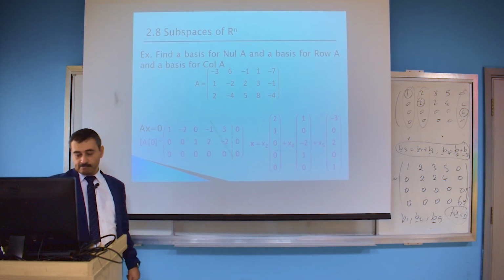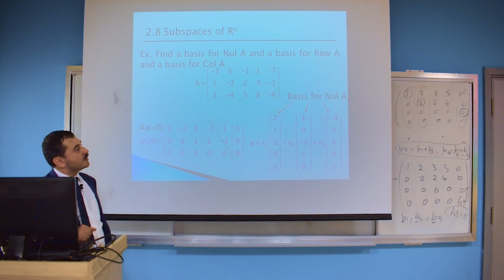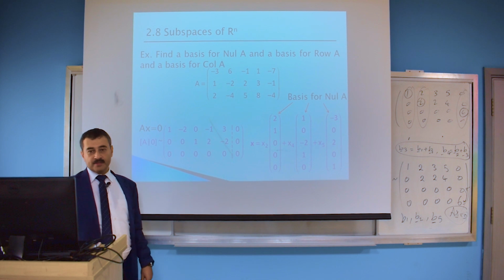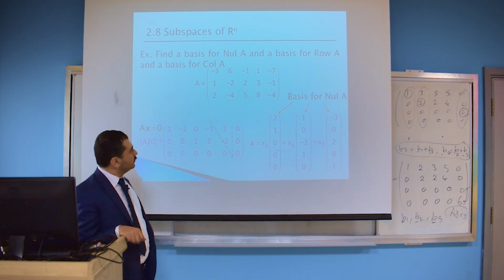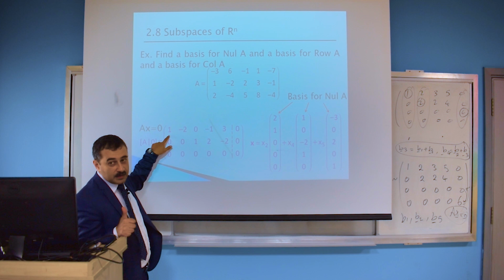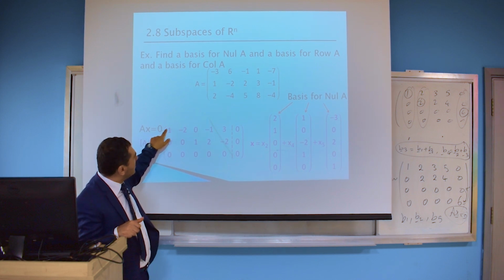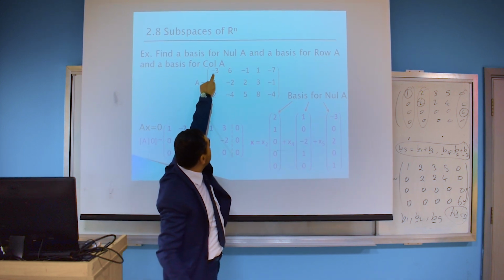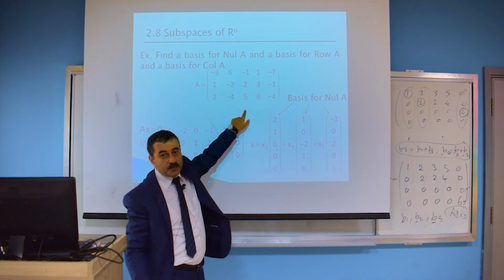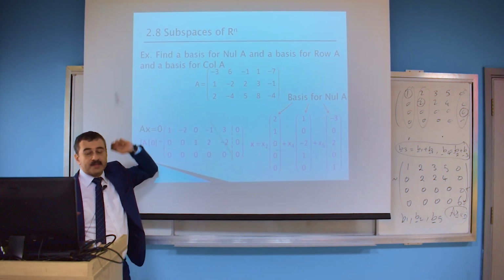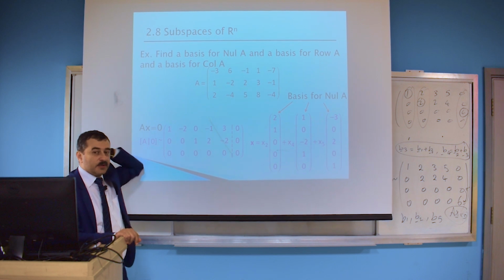Okay? So these guys are basis for null space. What about the basis for the column space? You look for the pivots and find the pivot columns. So you have pivot in the first column and the third column. So you'll take these guys as basis for the column space. What about the row space? How to find basis for the row space?